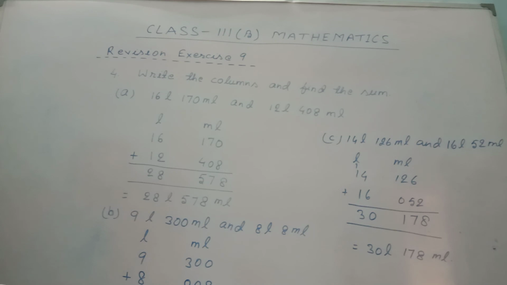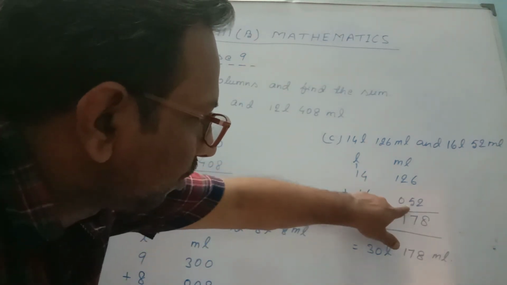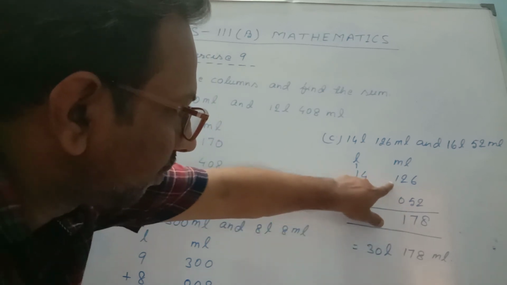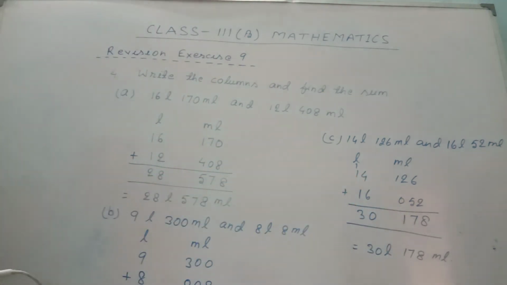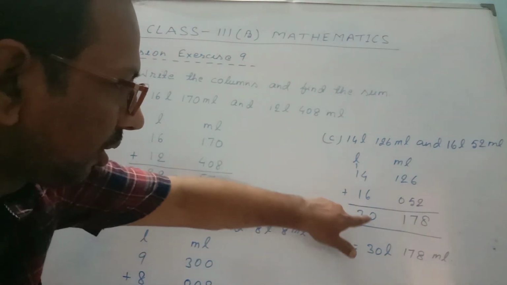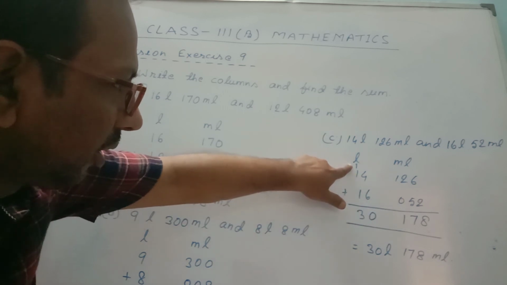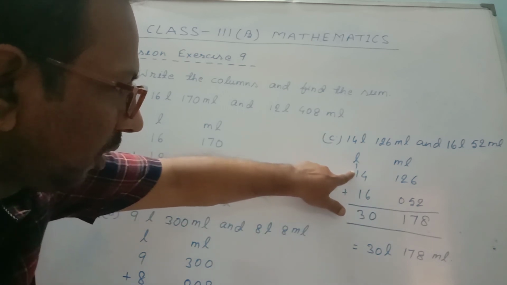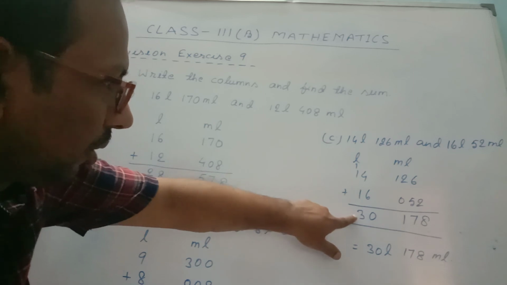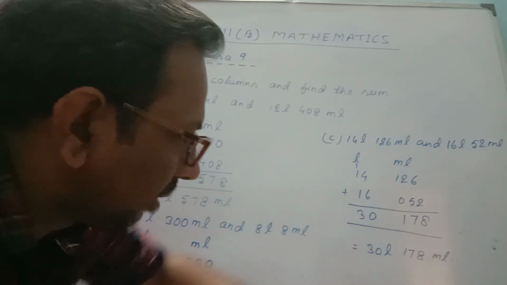Now we add the smaller unit, that is milliliter. Ones place of a smaller unit milliliter is 6 and 2. 6 plus 2 equal to 8. Then tens place, 2 plus 5 equal to 7. Then hundreds place, 1 plus 0 equal to 1. Then we come to the column of liter to add 14 and 16. At first we add ones place, 4 plus 6, 10. 0 of 10 will come here. That 1 will come here. The 1 is carried here. Now 1 plus 1, 2. 2 plus 1, 3. So this sum became 30 liter 170 milliliter.